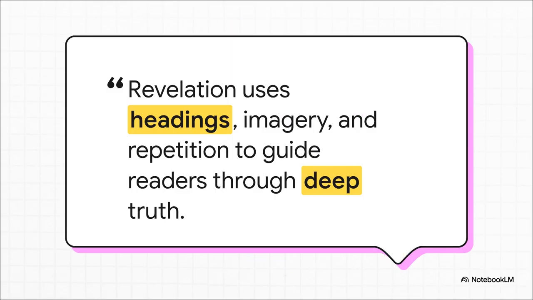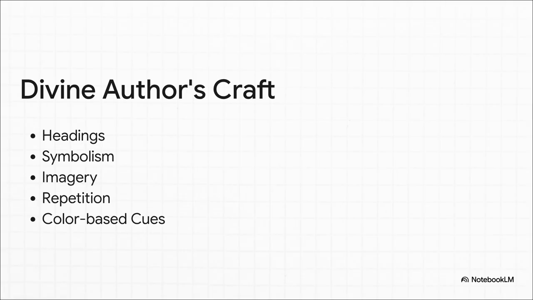And to make sure that connection is crystal clear, the lesson provides this little fun fact. It takes that abstract idea of a divine author's craft and gives a super concrete example. It's telling the students that the very tools they just studied are right there in one of the most complex books of the Bible. And here are those tools, laid out plain as day. The lesson explicitly points out that things like headings, symbolism, imagery, and repetition, they aren't just secular literary devices. No, they're essential to the design of Scripture itself, used to guide readers through what it calls deep truth.